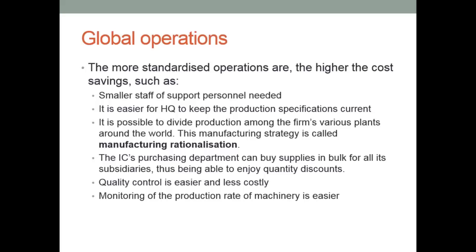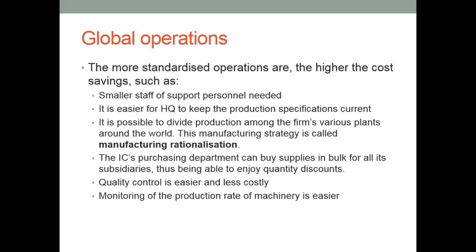It is also possible to divide production among the firm's various plants around the world. This manufacturing strategy, called manufacturing rationalization, allows each production plant to specialize in the production of a few components, thus also achieving economies of scale. Additionally, in the case of a standard product and standardized operations, the international company's purchasing department can buy supplies in bulk for all its subsidiaries, thus being able to enjoy quantity discounts.